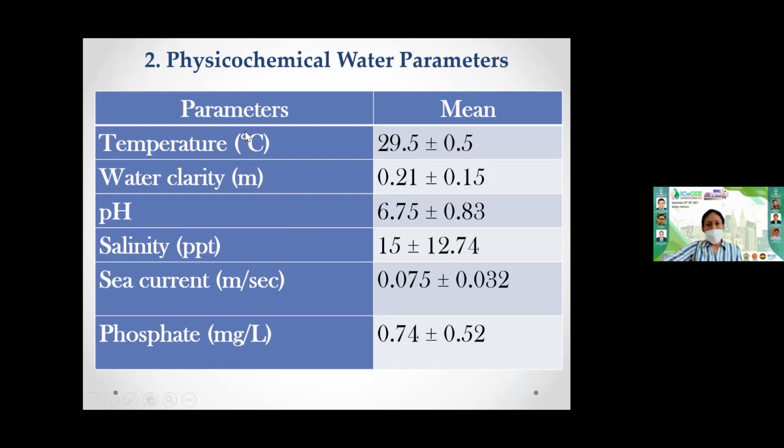And these are the parameters of water that we measured, which are: temperature of water is about 29.5 degrees Celsius, water clarity is about 0.21 meters, and potential hydrogen is about 6.75, and salinity is about 15 parts per thousand, and sea current about 0.075 meter per second, and phosphate is about 0.75 milligram per liter.